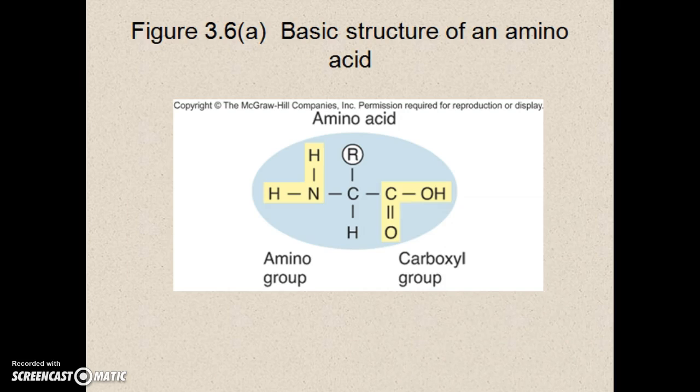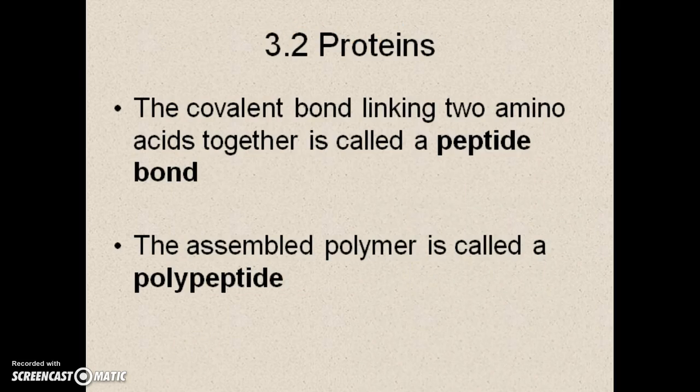The basic structure of an amino acid is an amine or amino group on one end, and you see that carbon and that hydrogen right in the middle there, because remember we're mostly carbon, and then you see a carboxyl, so carbon and oxygen and a hydroxide also. So that's the gist of an amino acid chemically.